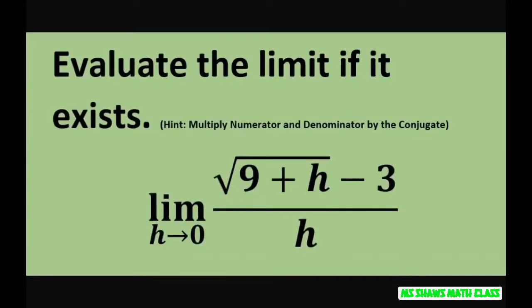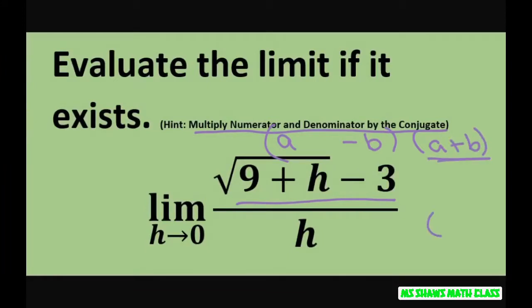Hi everyone, we're going to evaluate the limit if it exists, and we're going to multiply the numerator and the denominator by this conjugate. This has the form of a minus b, so we want to multiply this by a plus b. If we multiply the numerator by a plus b, we have to multiply the denominator by a plus b.